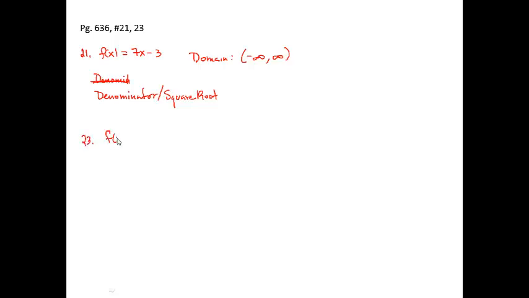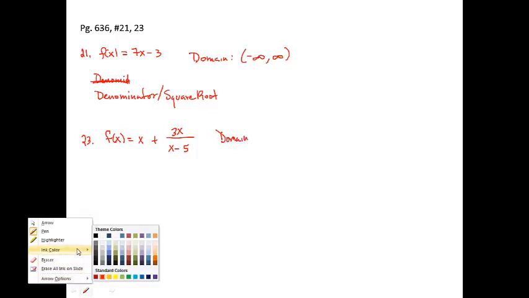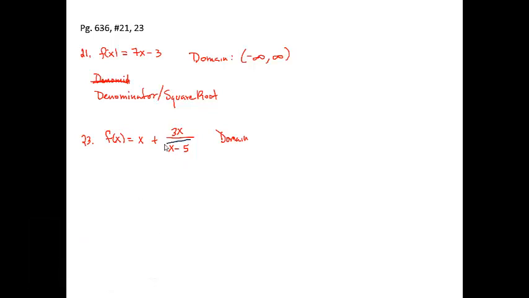Number 23. It gives me f of x is equal to x plus 3x divided by x minus 5. And again, we're going to look for our domain, which means we should be looking for a denominator and a square root. Well, I see a denominator. It's x minus 5, which means you must take x minus 5 and set it not equal to 0, and you must solve. So add 5 on both sides. And you have x does not equal 5.